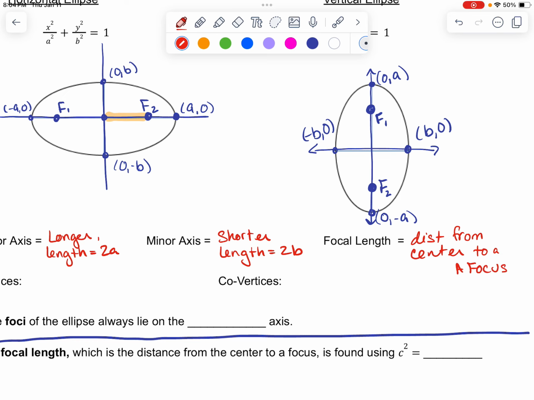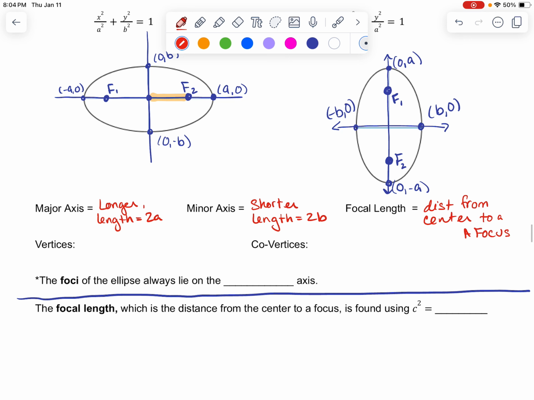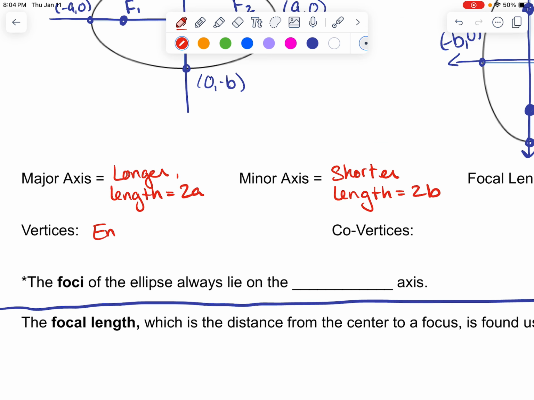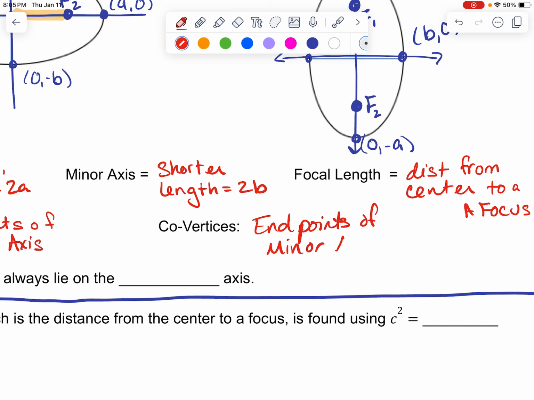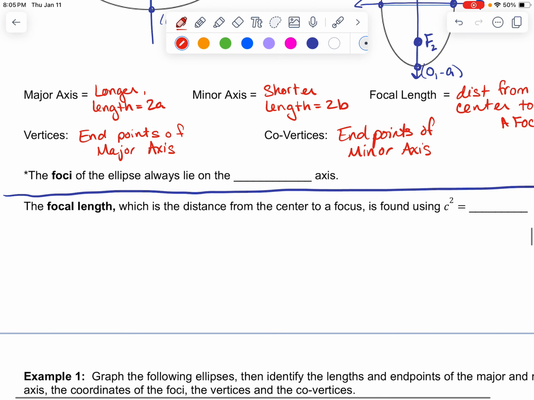And by the way, the plural of focus is not focuses, it is foci. That's how we pronounce that. And the vertices are the endpoints of the major axis. And the co-vertices are the endpoints of the minor axis. And then lastly, the foci of the ellipse always lie on the major or longer axis.